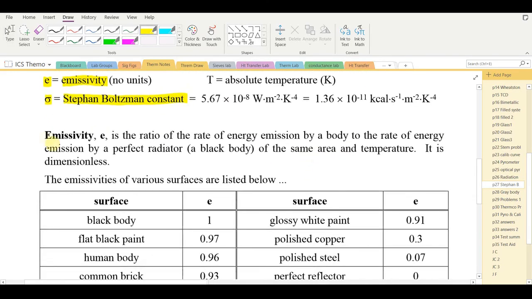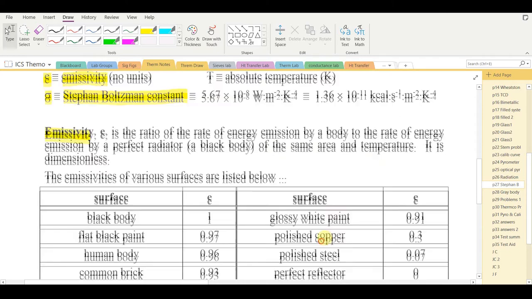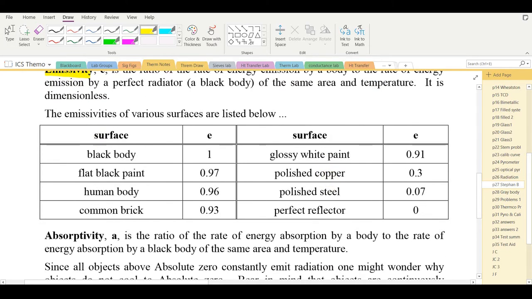So what about emissivity? Well, it's the ratio of the rate of energy emission by a body to the rate of energy emission by a perfect radiator, a black body, of the same area and temperature. And it's dimensionless. So here are some emissivity values. A black body has an emissivity of 1. Flat black paint is pretty close, 0.97. The human body is rated at 0.96. Common brick, still pretty high, 0.93. Even glossy white paint still has an emissivity of pretty high value, 0.91.